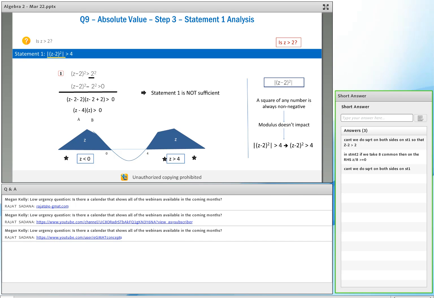Can't we square both sides of statement 1? You can't. Minus 2 square is 4. Does it mean minus 2 is positive? Gaurav, does it mean minus 2 is positive? No, it doesn't, right? So that's kind of the same reason.